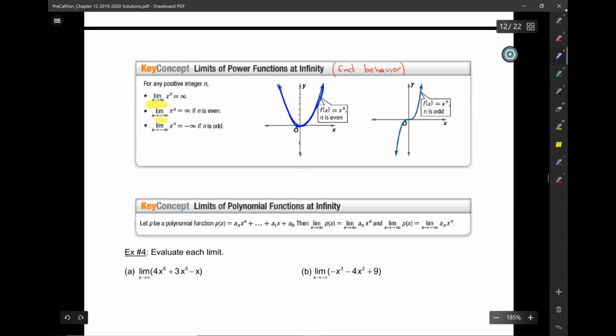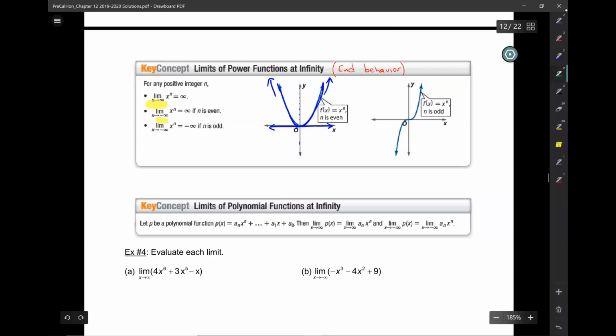And if it's an even function, I know that both ends will either go up simultaneously or go down simultaneously. So as I go to positive infinity here, my y value goes to positive infinity. And on the opposite side, as I go to negative infinity, I'm still going to go to positive infinity.